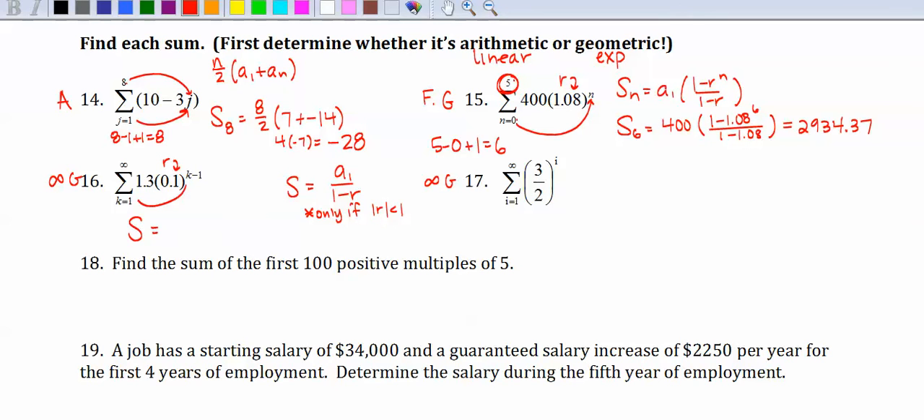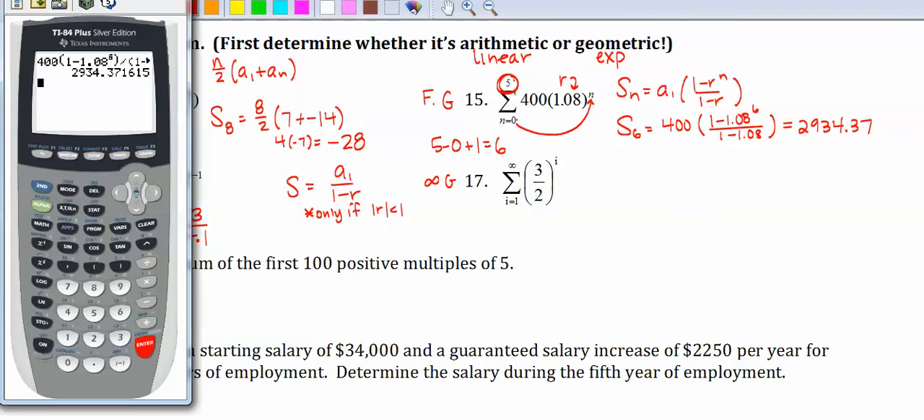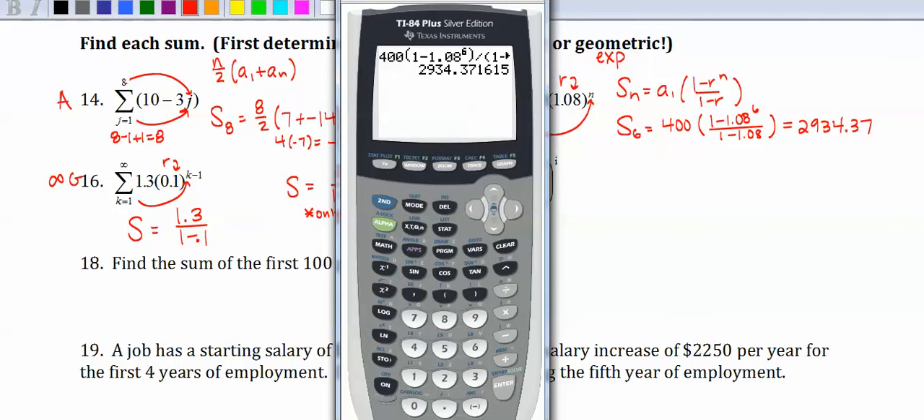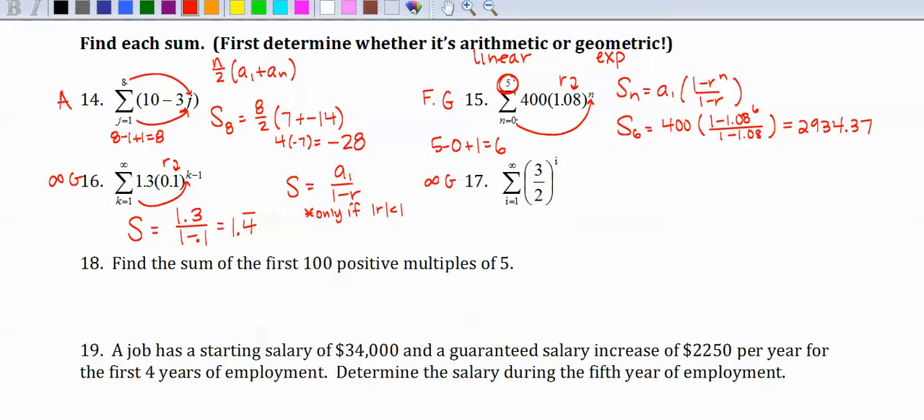So we just need the first term. I'm going to plug in 1. So 0.1 to the 0 is still 1. So 1.3 should be our first term. 1 minus 0.1 is our R, or is our denominator. So 1.3 divided by the quantity 1 minus 0.1 gives us a sum of 1.4 repeating. Okay, and then in number 17, again, infinite geometric, but look here, your R value is 3/2. That's definitely greater than 1, so there's no way we can add all those numbers together.